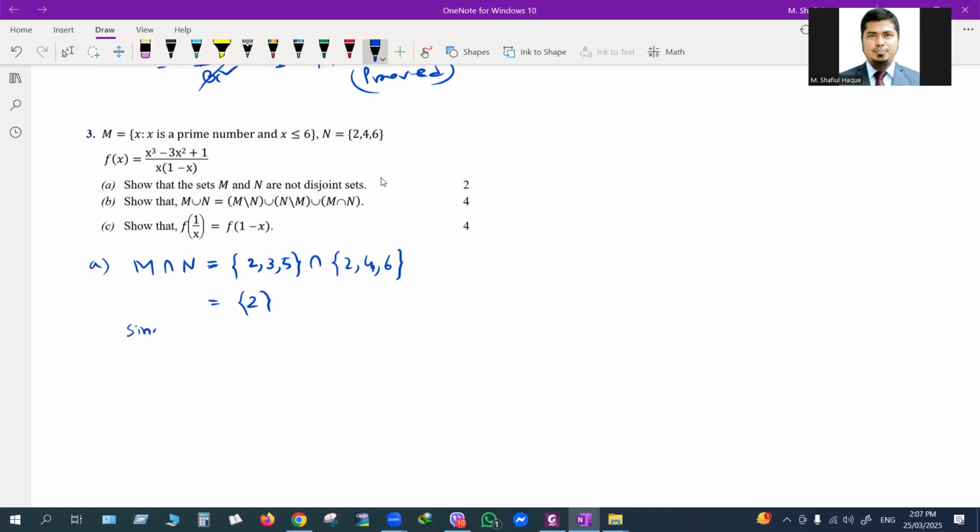Since M intersection N is not equal to the empty set, M and N are not disjoint sets. Okay. Question number B.